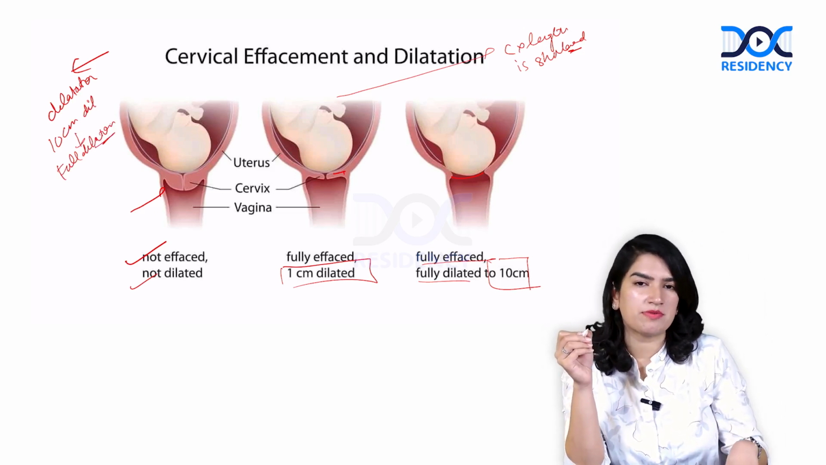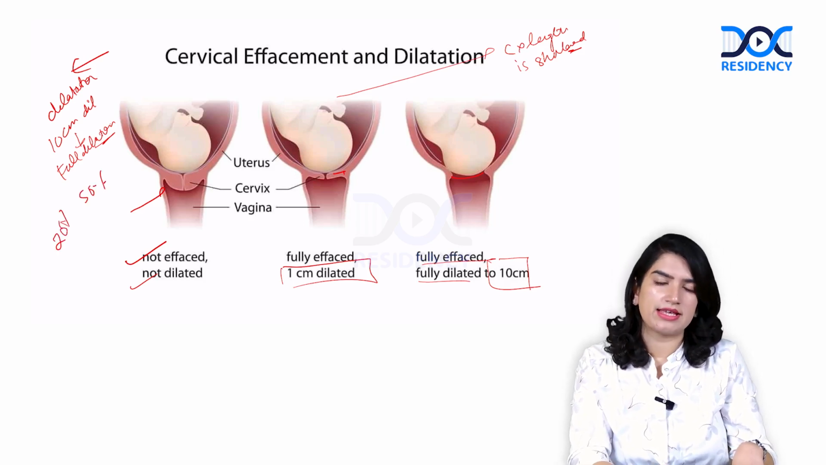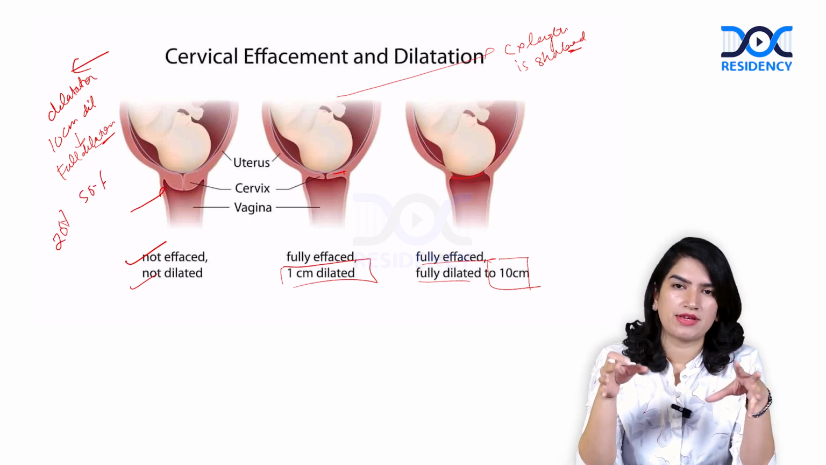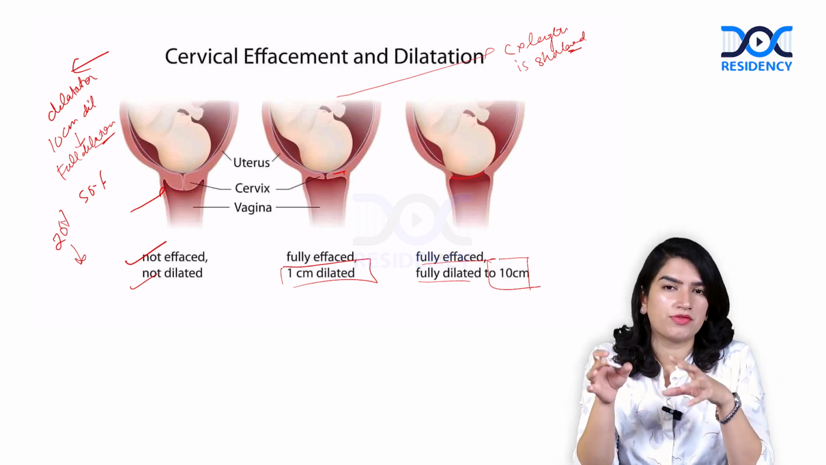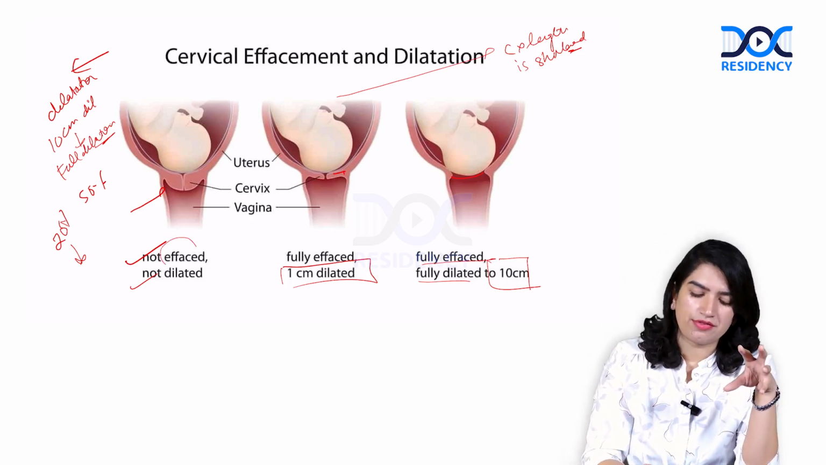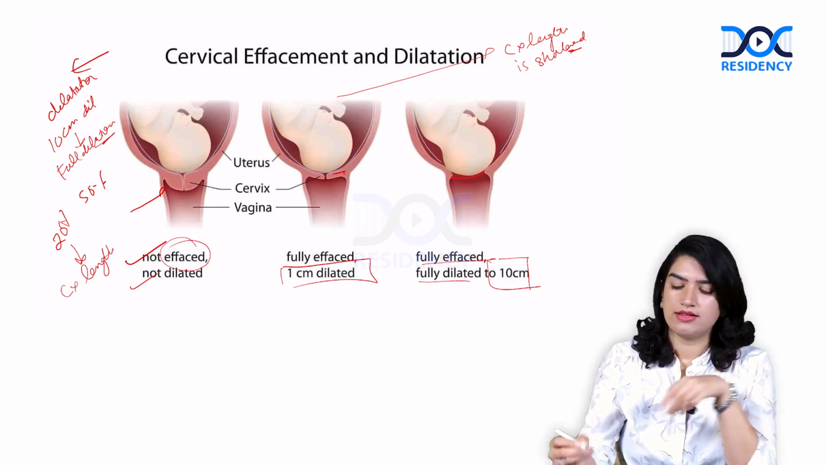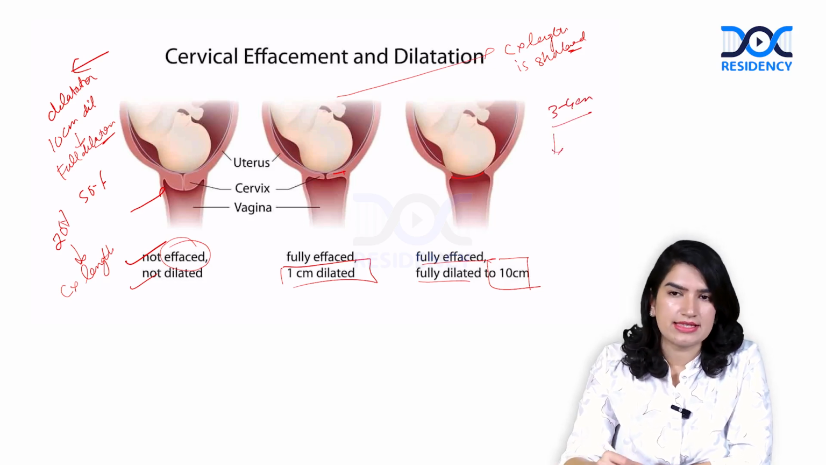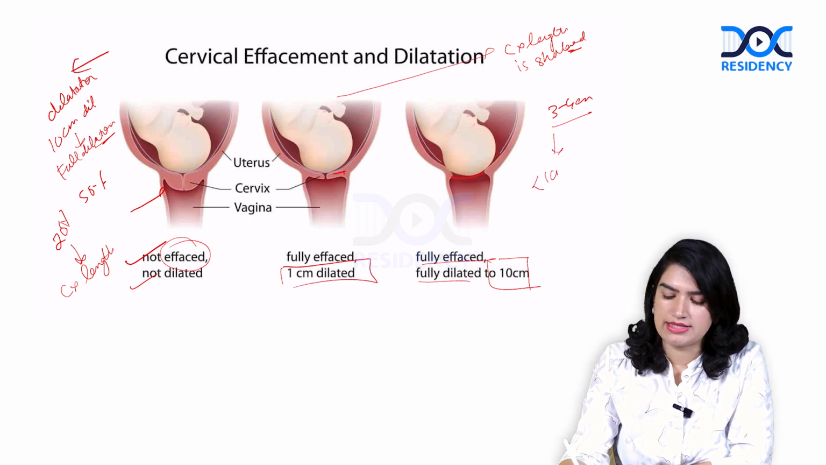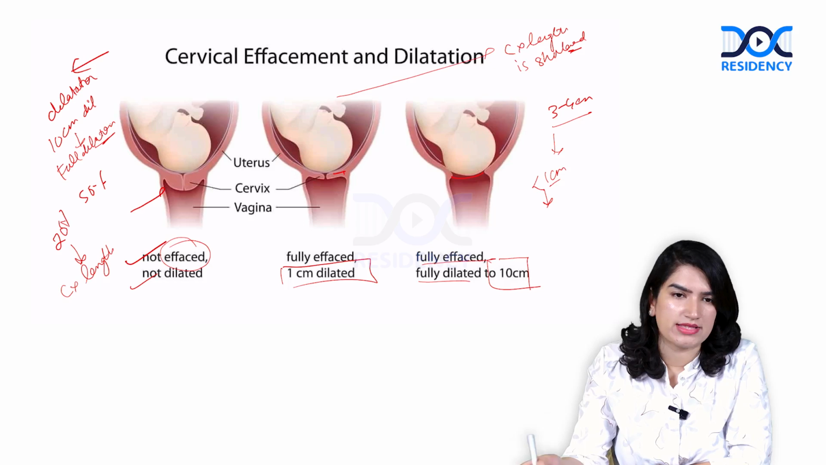When we talk about effacement, we can do it in percentage, like 20% effaced, 50% effaced, 70% effaced, 90% effaced, etc. But it is subjected to intra and inter-observer variation. So, instead of effacement, now we talk about the cervical length. Usually it is 3 to 4 centimeter, and it starts decreasing, and when it becomes less than 1 centimeter, that means there is satisfactory effacement of the cervix.